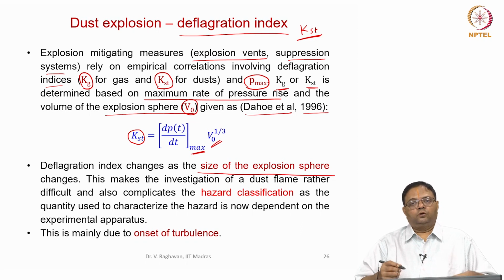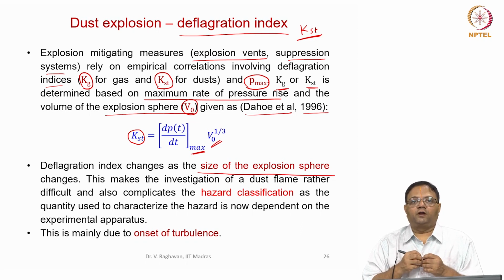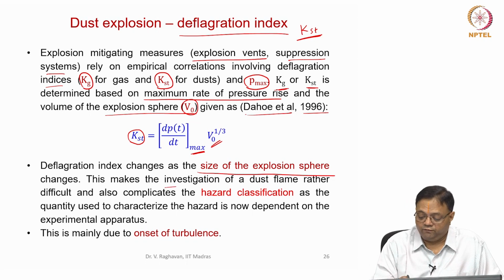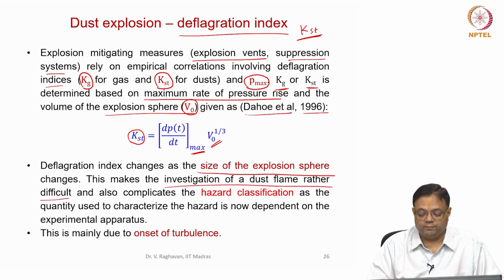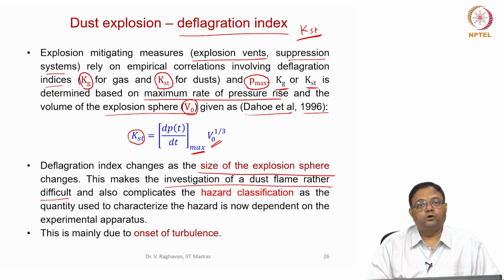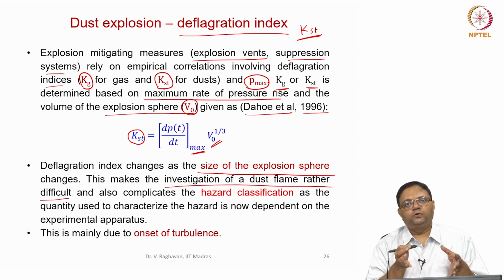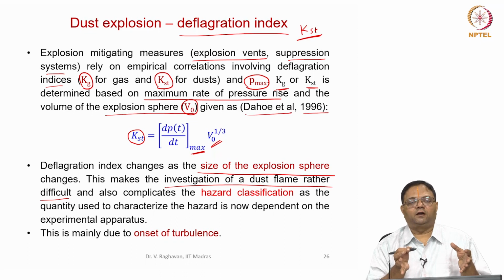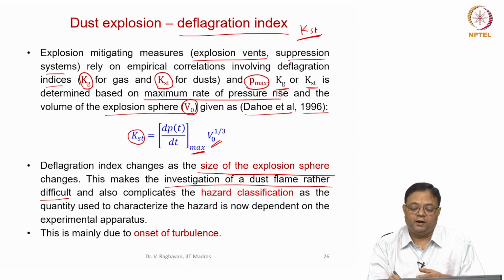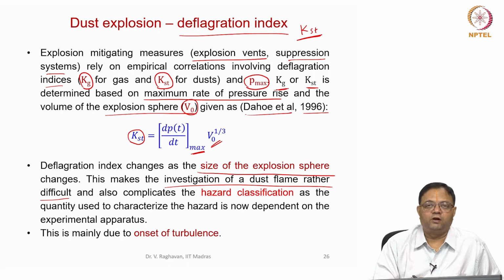So what does it mean? That means the investigation of dust flames is rather difficult. For example, if volume is increased, then there are situations like this. dP by dt maximum may not be very high because the concentration of dust cloud there, or the equivalence ratio, will be low. The pressure rise may not be very high, but volume can be higher. In this case, the KST value can be low.